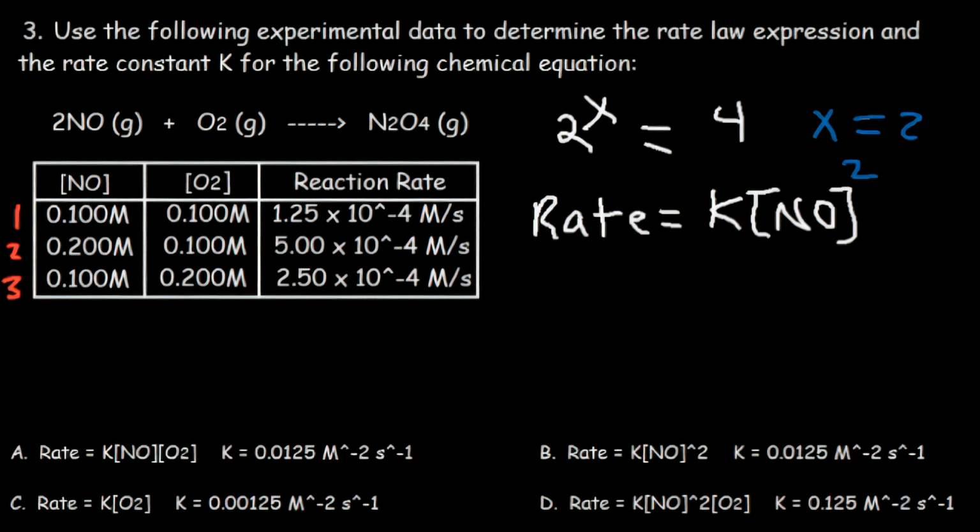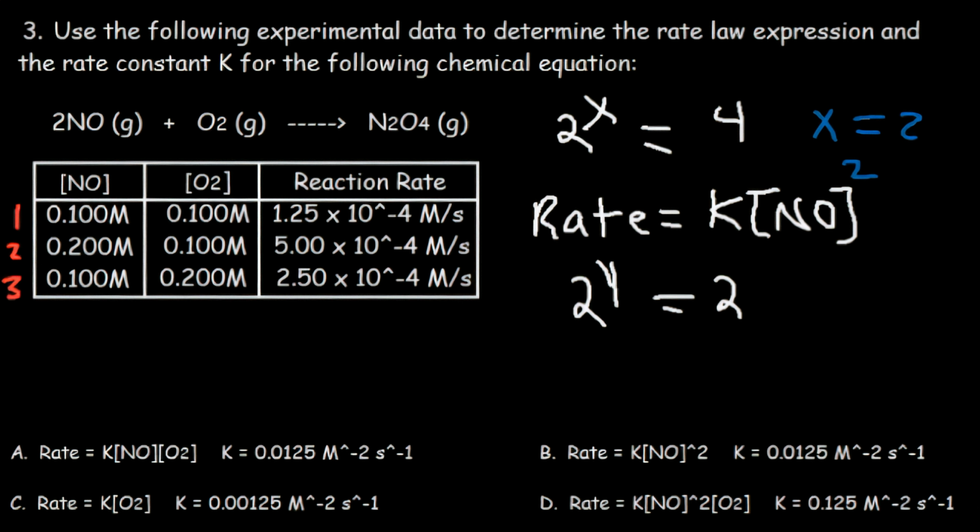In those 2 trials, NO has a constant value of 0.1. But the concentration of O2 doubles from 0.1 to 0.2. And as that occurs, notice the effect on the reaction rate. It doubles from 1.25 to 2.5. 2.5 divided by 1.25 is 2. So the equation that we need to write is 2 to the y, we're using y for a different variable, is equal to 2 because the rate doubles. So what is the value of y?